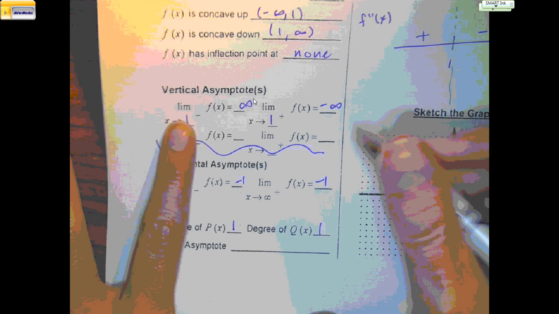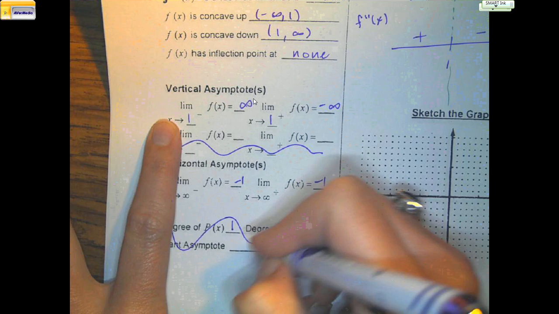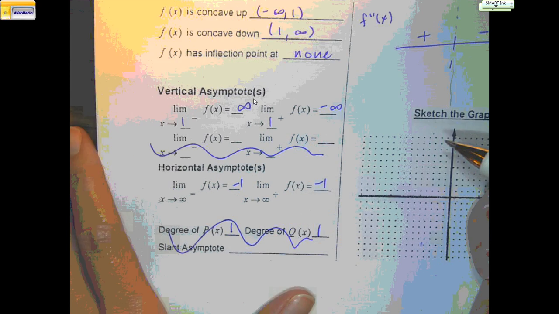All right, sketching the graph. I'm going to start with my asymptote because that's going to give me a framework. Our horizontal asymptote is at negative 1.